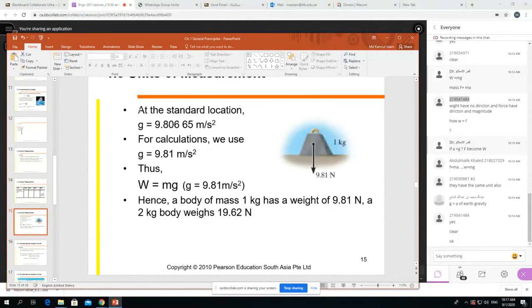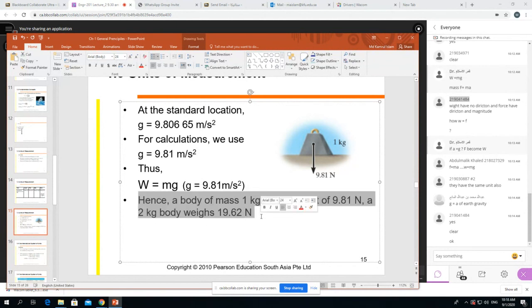Now, at a standard location, as you already know, g equals 9.8 meters per second squared. For calculations, we use 9.81. As an example, as I told you, W equals mg. A body with a mass of 1 kilogram has a weight of 9.8 Newtons. When we say 1 kg mass, its weight is 9.8 Newtons. If it is a 2 kg body, then its weight is 19.6 Newtons. Is this clear to everyone? Yes, Professor.